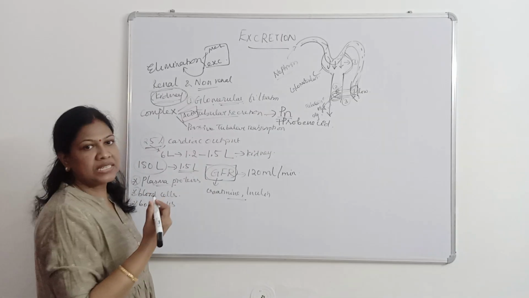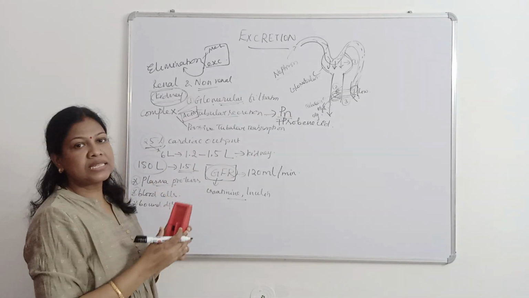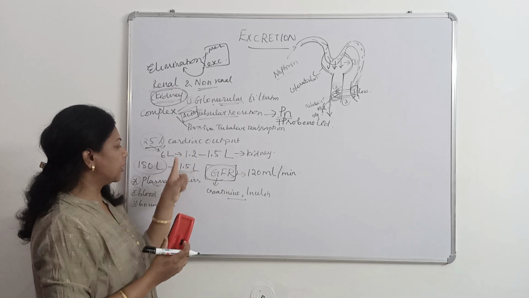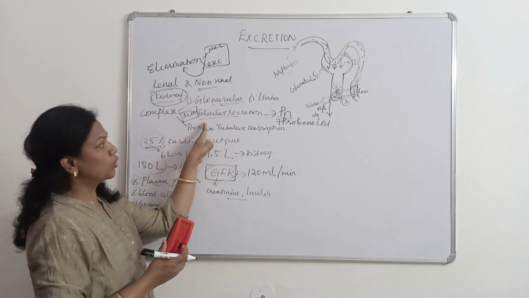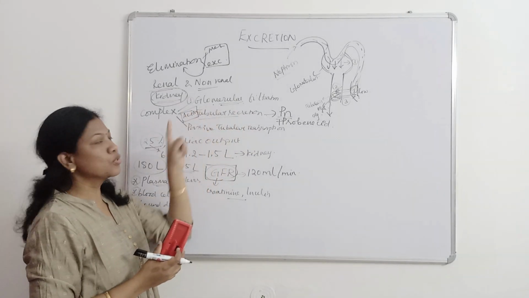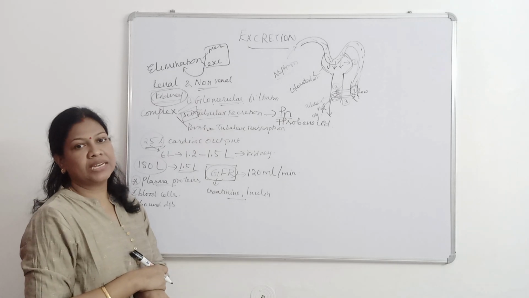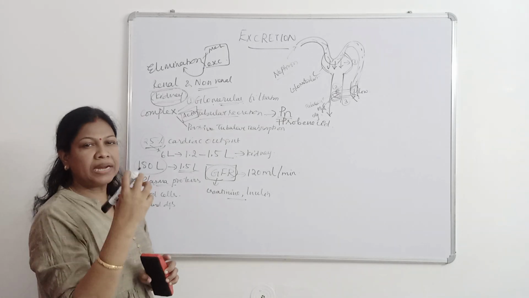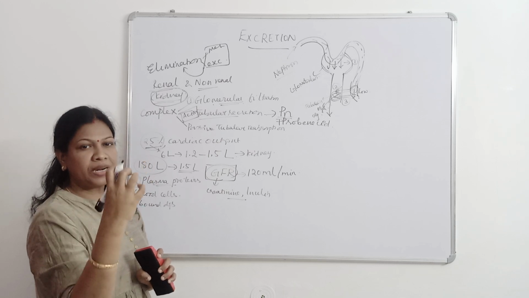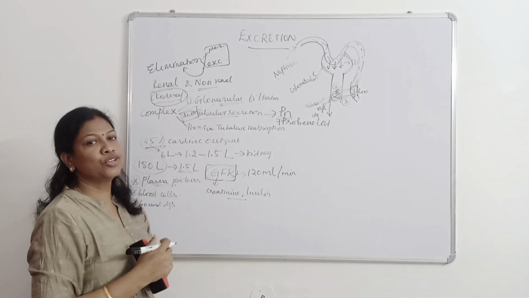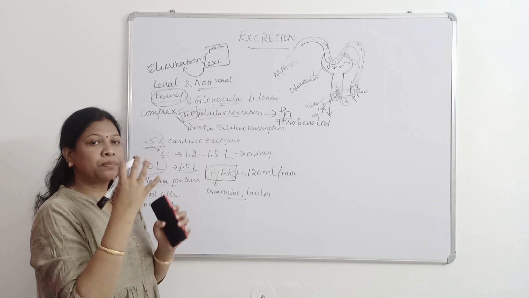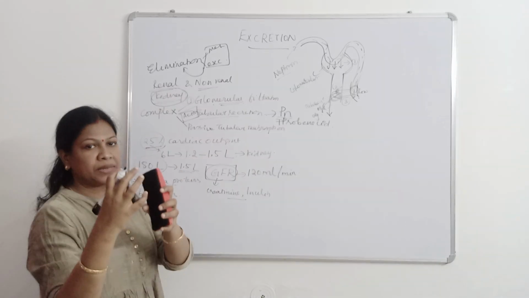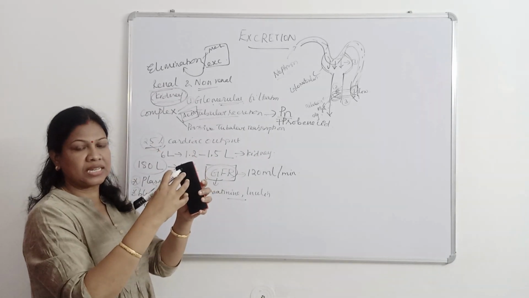Now what does this probenecid do? Since it is a competitively inhibited process, which process? Tubular secretion is an active process, so it can be competitively inhibited for the binding sites. The carriers or the binding sites are responsible for binding of drugs, and they are involved in tubular secretion. So penicillin is bound with some carriers and it is tubularly secreted.